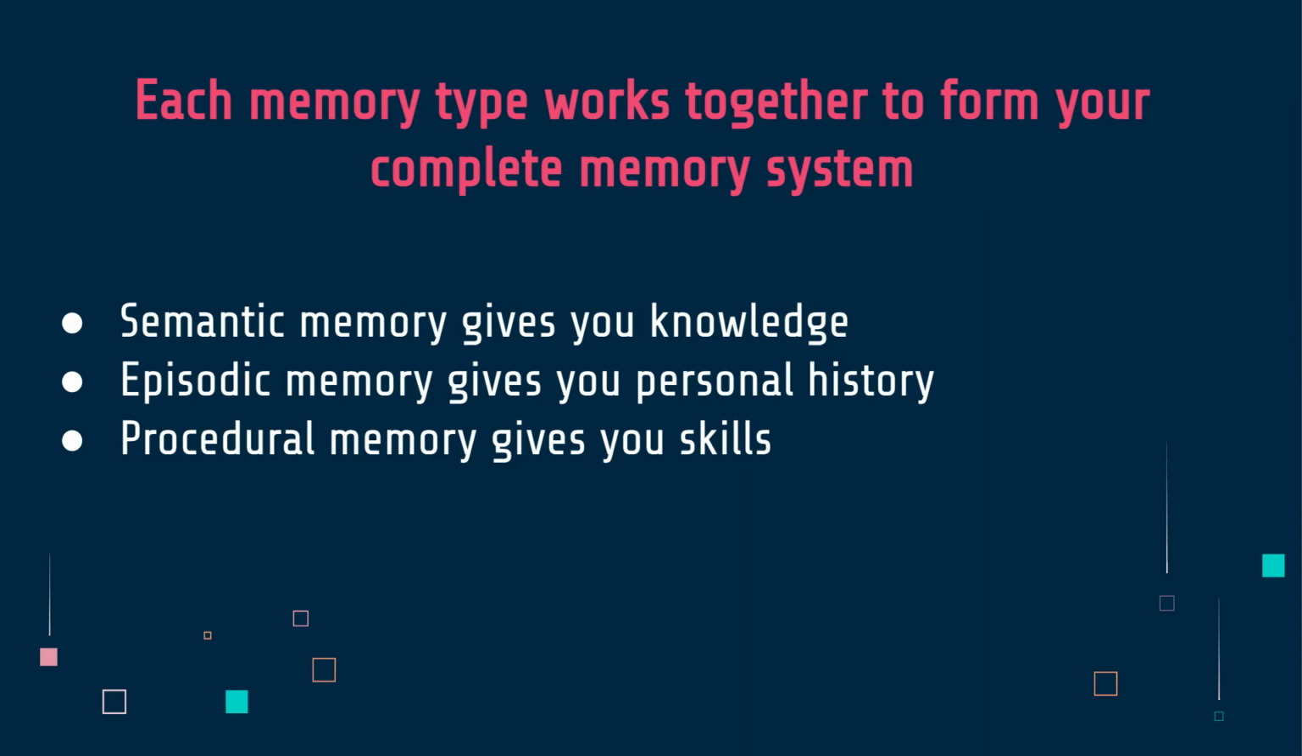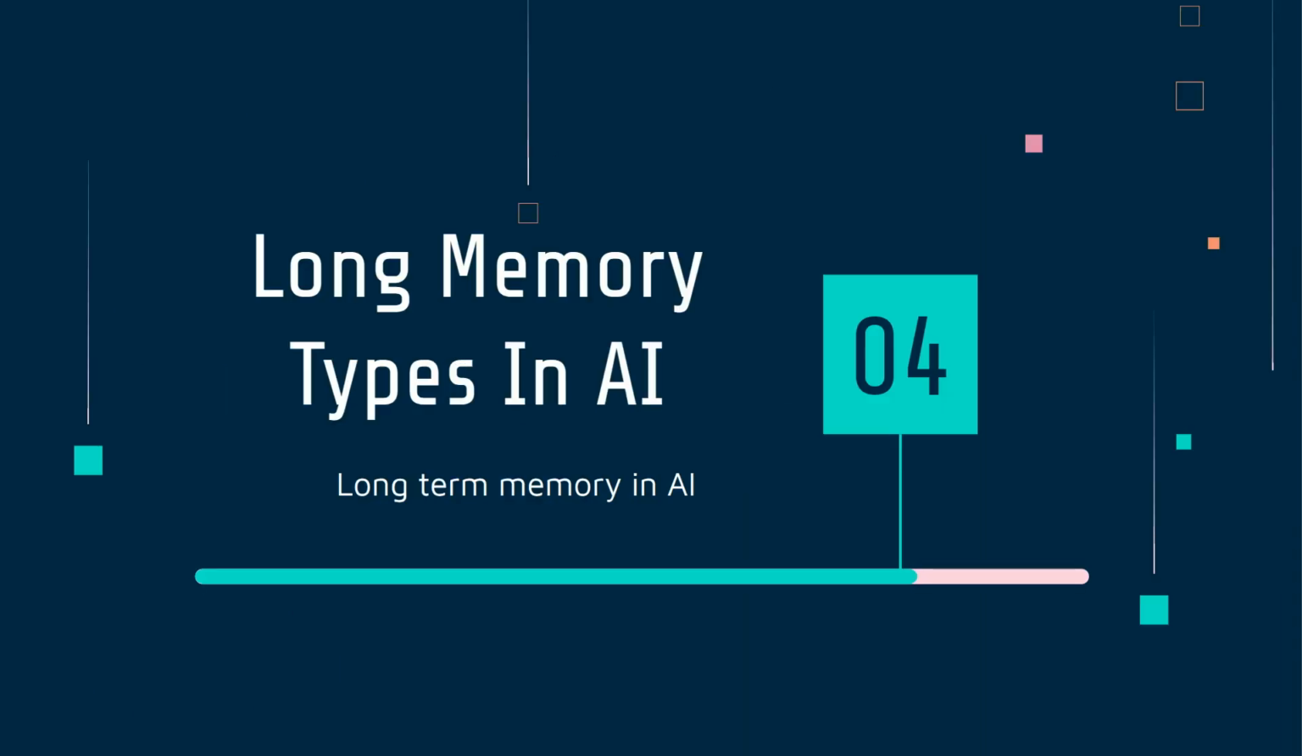How do you cook pizza? How to ride a bicycle? That can all be procedural memory, right? And then you also have memory in the long term. Let's now look at long term memory in agentic AI systems.